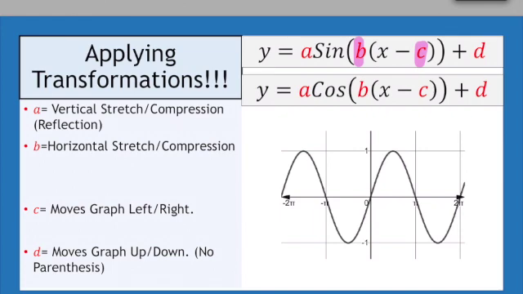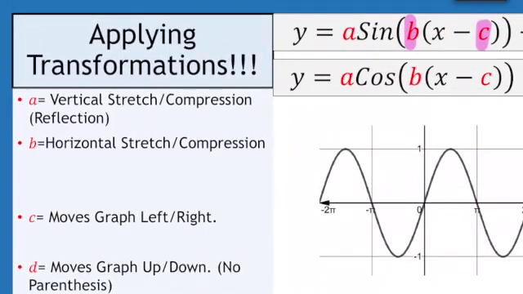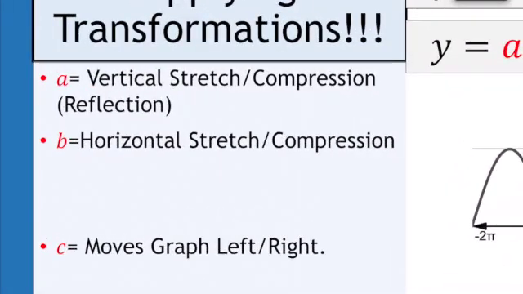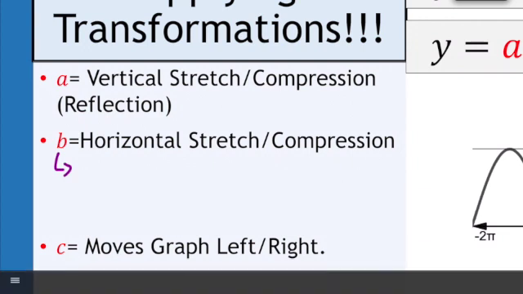So a couple things we need to realize with our B values, right? This is going to be the most important one, the B value. The B value is going to control the period. So this is going to determine what the period is. Whatever number it is tells you the size of it, and determines the period.